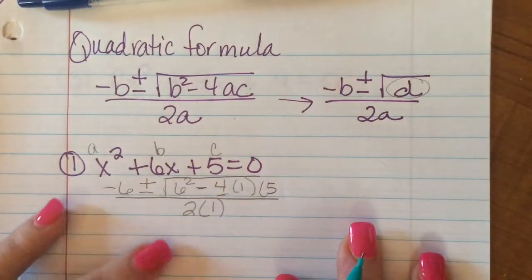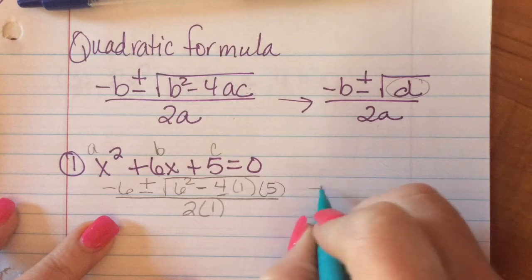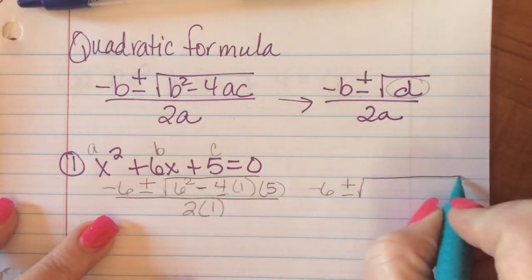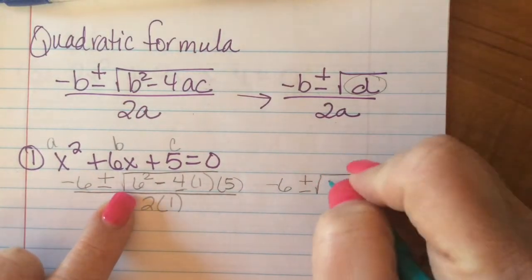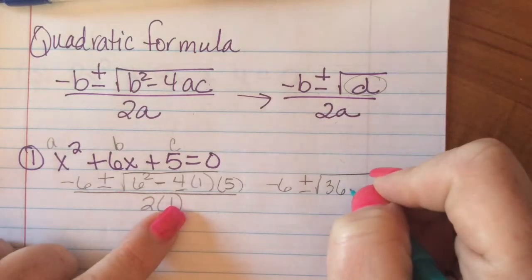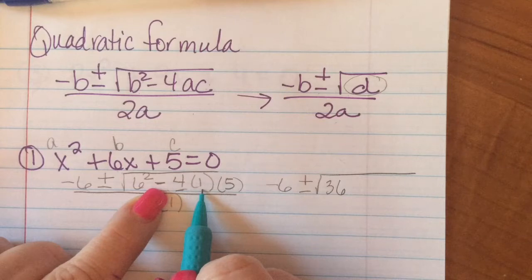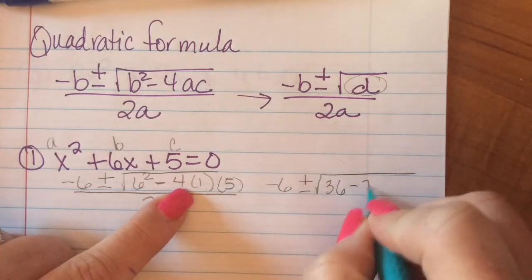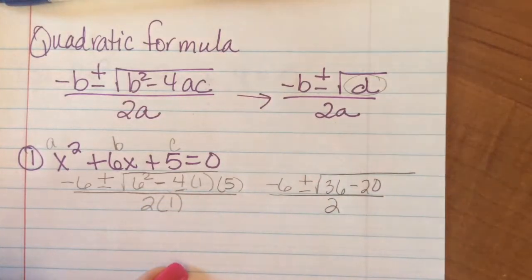I'm going to go over here a little bit. So negative 6 isn't going to change. So it's negative 6 plus or minus. I'm going to start breaking down my square root a little bit. So 6 squared is 36. I'm going to hold on a second. I think that'll still be a minus because let's see. Negative 4 times a 1 is a negative 4. Negative 4 times a 5 is a negative 20. Over 2 times 1, which is a 2.